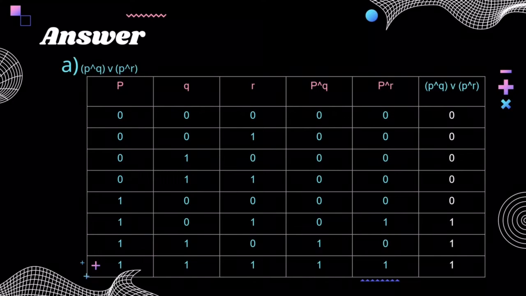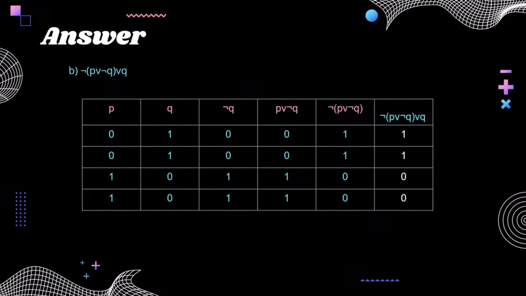After finishing the ones in the brackets, we can do the last step, which is to find the disjunction between the first and the second bracket, and done. That's all.